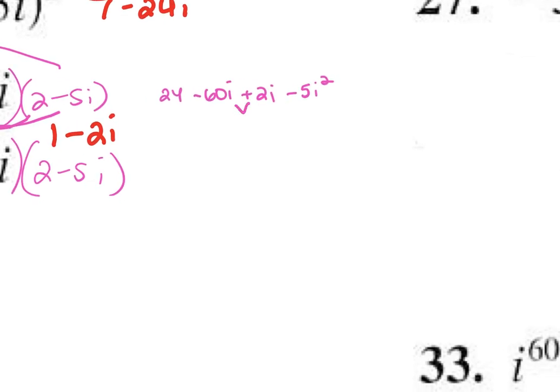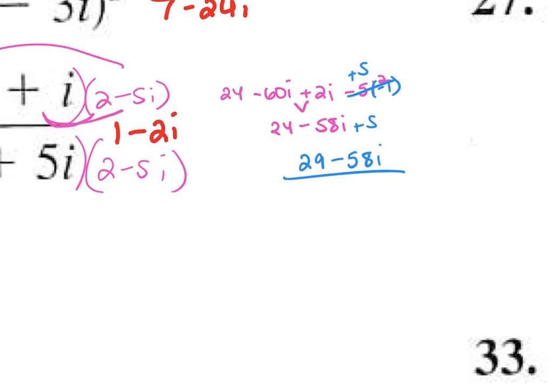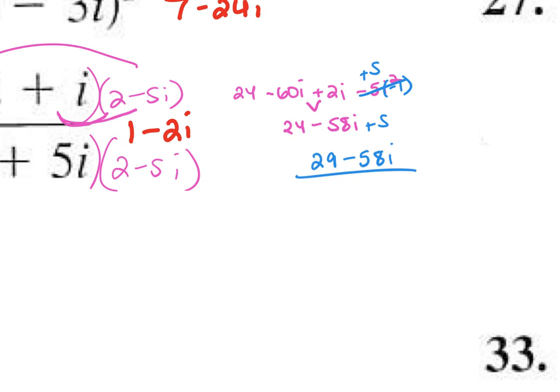Combine your like terms here, so 24 minus 58i. And the i squared becomes -1. -5 times -1 makes this actually a +5. So I end up with 29 minus 58i in my numerator, because that -5i squared becomes a +5.